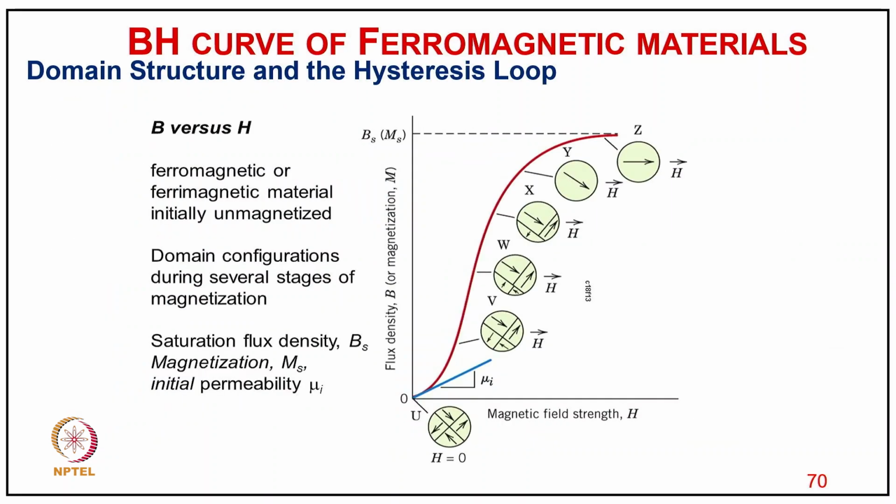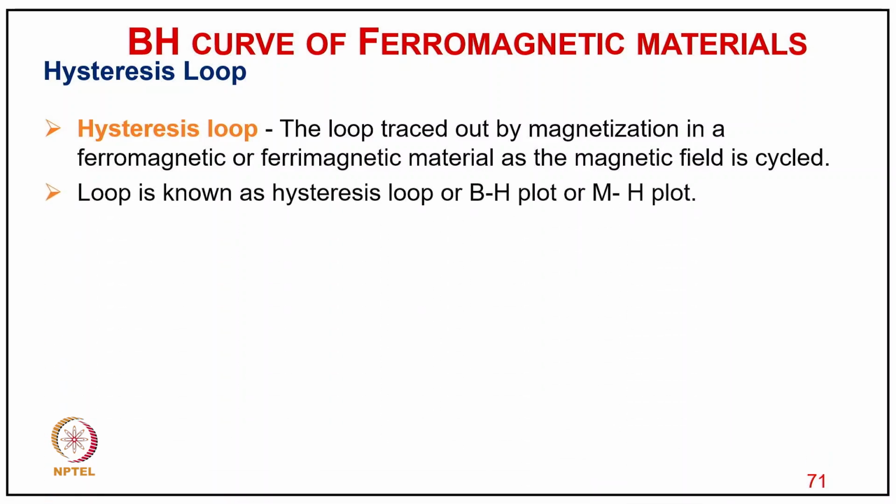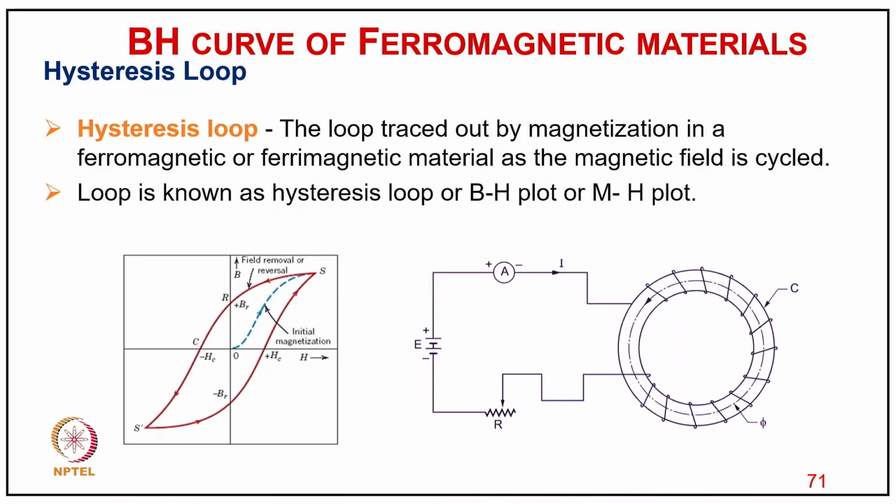You can see the domain structure of this hysteresis loop in a ferromagnetic or ferrimagnetic material, initially unmagnetized, as you can see at the top, and domain construction with several stages of magnetization and saturation, flux density, magnetization, and initial permeability, as you can see for different kinds of material. Now coming to the hysteresis loop: the loop traced by magnetization in a ferromagnetic or ferrimagnetic material as the magnetic field is cycled. This loop is known as the hysteresis loop, or BH plot or MH plot.